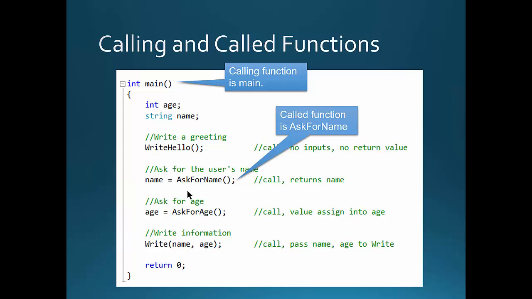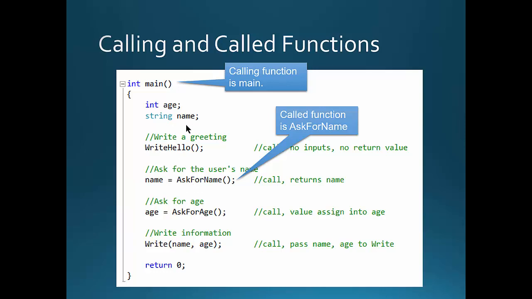Ask for name, on the other hand, is a function that returns something. So if you have a return type other than void, you must take the output of the function and use it in some way. Typically, you assign it into a variable. We declared a variable in main called name, and we're assigning the output of this function into name. If you don't do this, it will still call the function, it's just that you'll lose whatever output this function has. So if it has a return type, you must assign that into something or use it somehow.